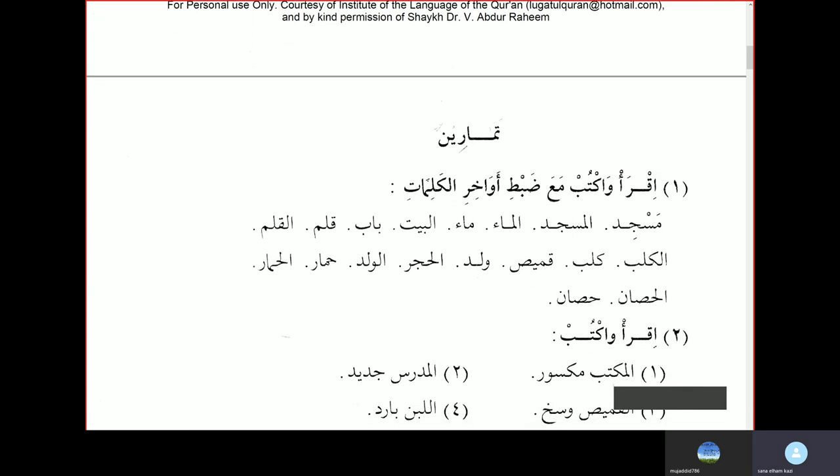Next, tamarin. Exercise. So let's do the first one. Iqra' wa-uktub ma ta'ti ba'da al-kalimat bi-dabti akhiril kalimat. Meaning, read and write the following words with the correct ending. So masjid, masjidun. So it is a mosque.